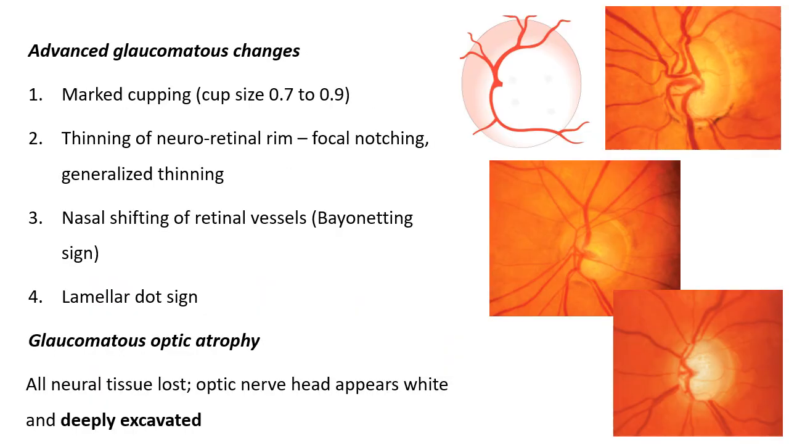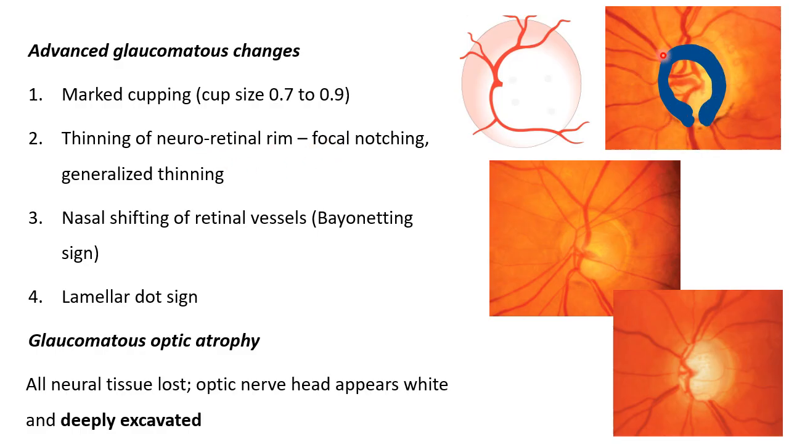Advanced glaucomatous changes. This is the stage at which patients usually present. There is marked cupping. Look at this. This is a diagrammatic representation. So you see the cup is here. We know there is this ISNT rule wherein the inferior rim is supposed to be the thickest, but you see that the inferior rim, the inferotemporal rim, has been lost completely. So try to superimpose this diagram on the clinical picture that you see here. See, the rim is there all around, but it seems to have been lost here, focally lost. So this focal loss is known as notching of the neuroretinal rim.